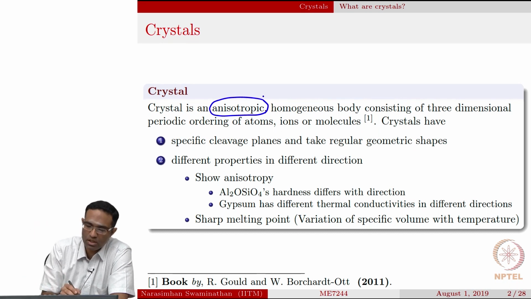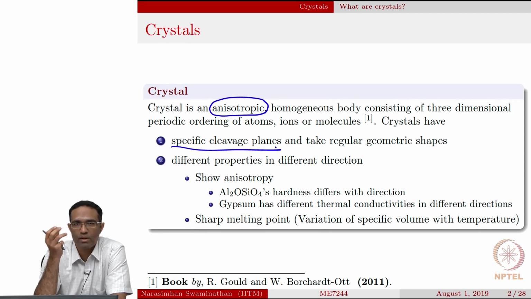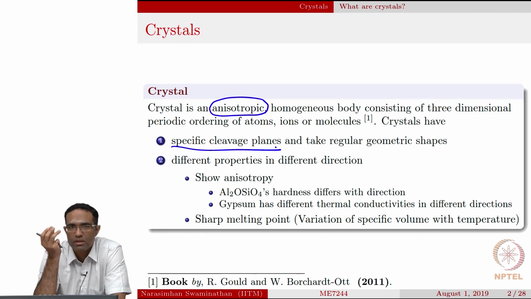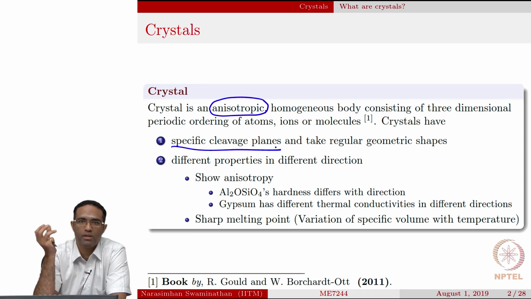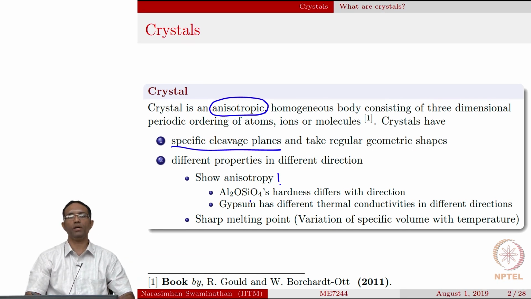So, these crystals turn out to having specific planes and take regular geometric shapes. For example, if you take diamond crystal, then it will have specific cleavage planes that will naturally appear when you are handling this particular material. They have different properties in different directions, which essentially means they show anisotropy. For instance, if you take Al2SiO4, the hardness of this particular material happens to be different in different directions.